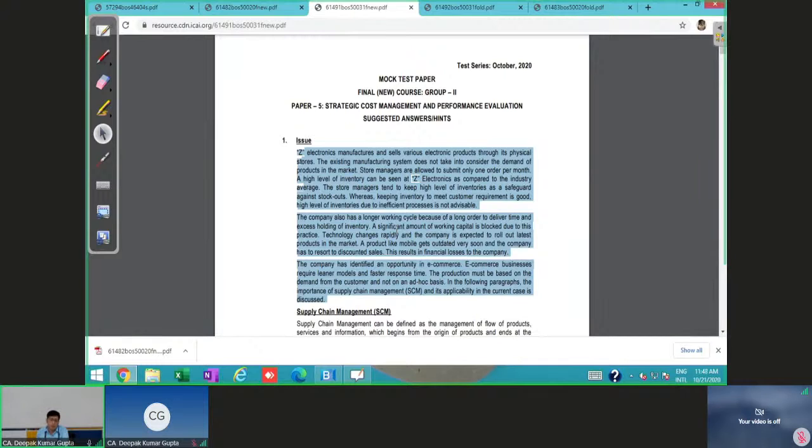Therefore, here you have to identify the solution of this problem. The solution of this problem is e-commerce. Now you have to link your solution with e-commerce.